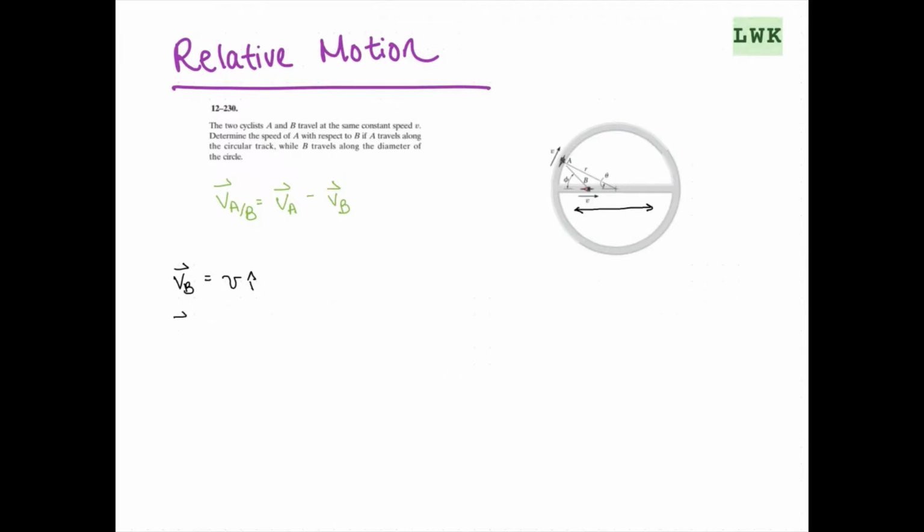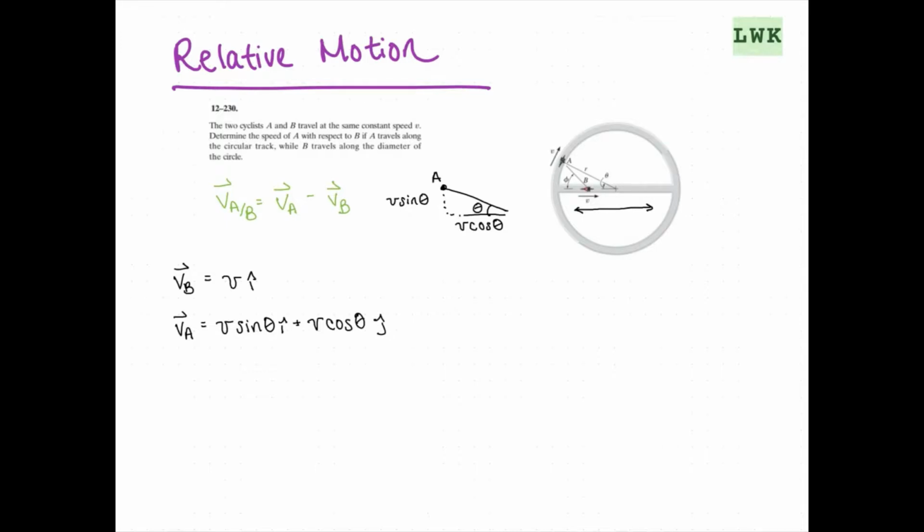So in our velocity of A, we know that we're looking at something like this. So A is up here. Here's our angle theta. So this would be V cosine of theta and V sine of theta. So those are going to be our I and J components of our velocity for A. So let's write that in. So V sine of theta I plus V cosine of theta J.